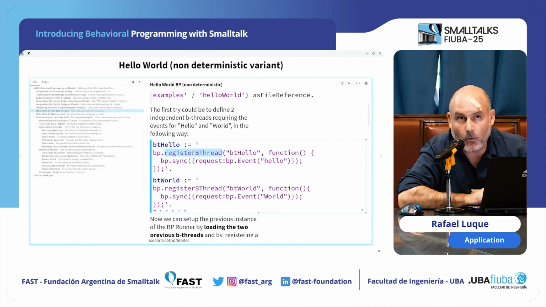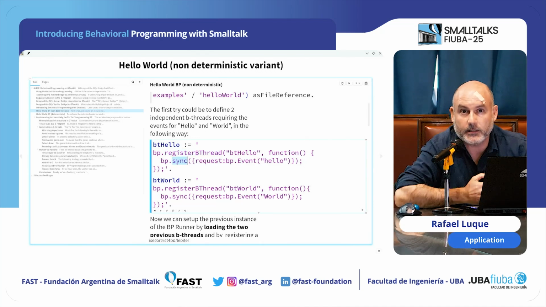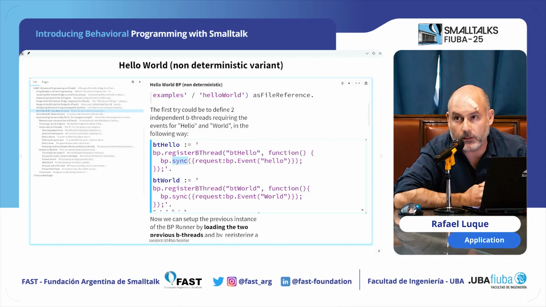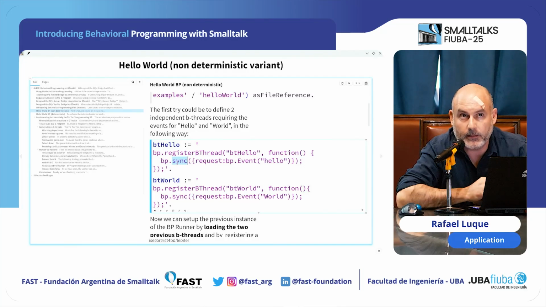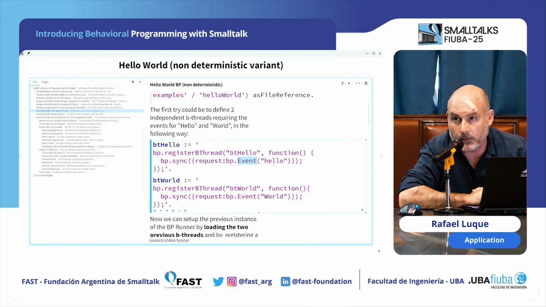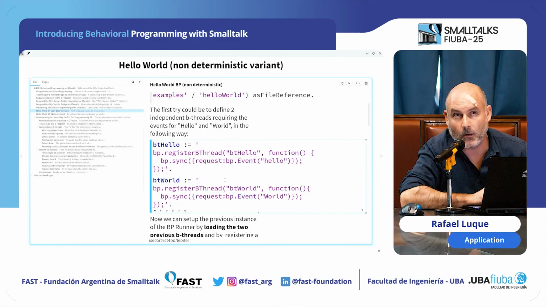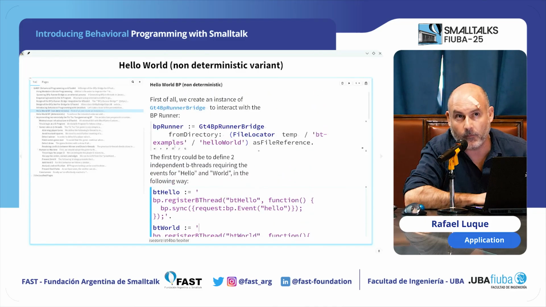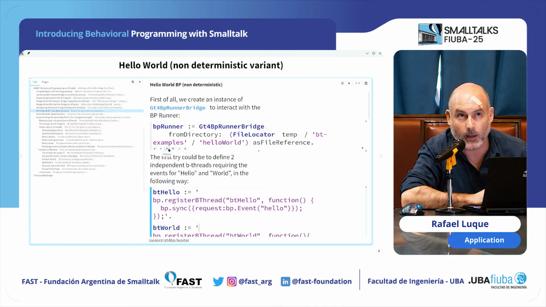The hello B thread is going to declare a synchronization point through this BP sync function. At this synchronization point, this B thread is requesting a simple event named hello. And the second B thread is doing something similar. At this synchronization point, the B thread is requesting a world event.